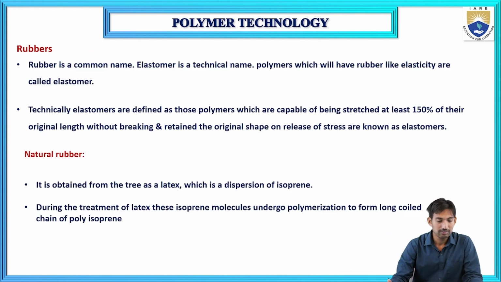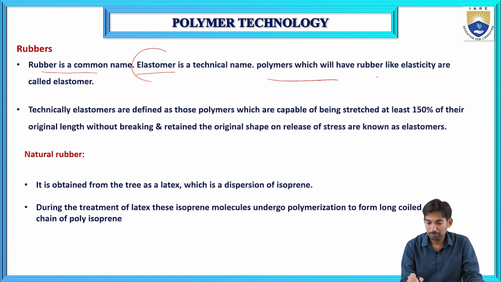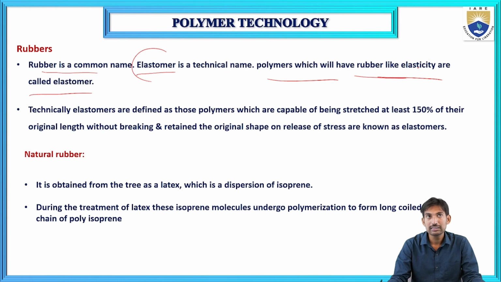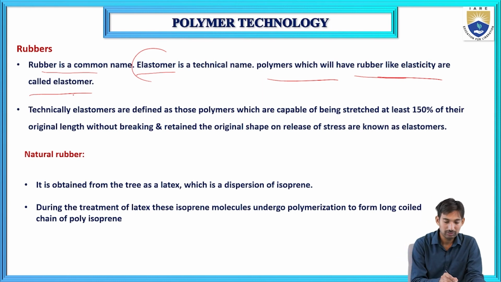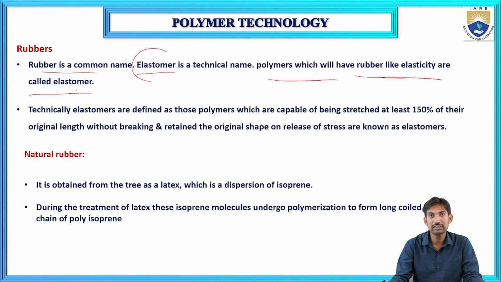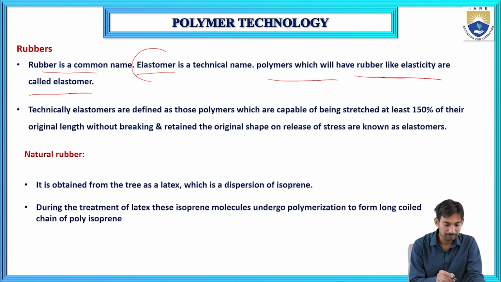See, rubbers. What is meant by rubber? Rubber is a common name, but elastomer is a technical name. Rubber is a common name and the elastomer is nothing but the rubber. Polymers which have rubber-like elasticity are called elastomers. The polymers which contain elasticity nature are called elastomers.